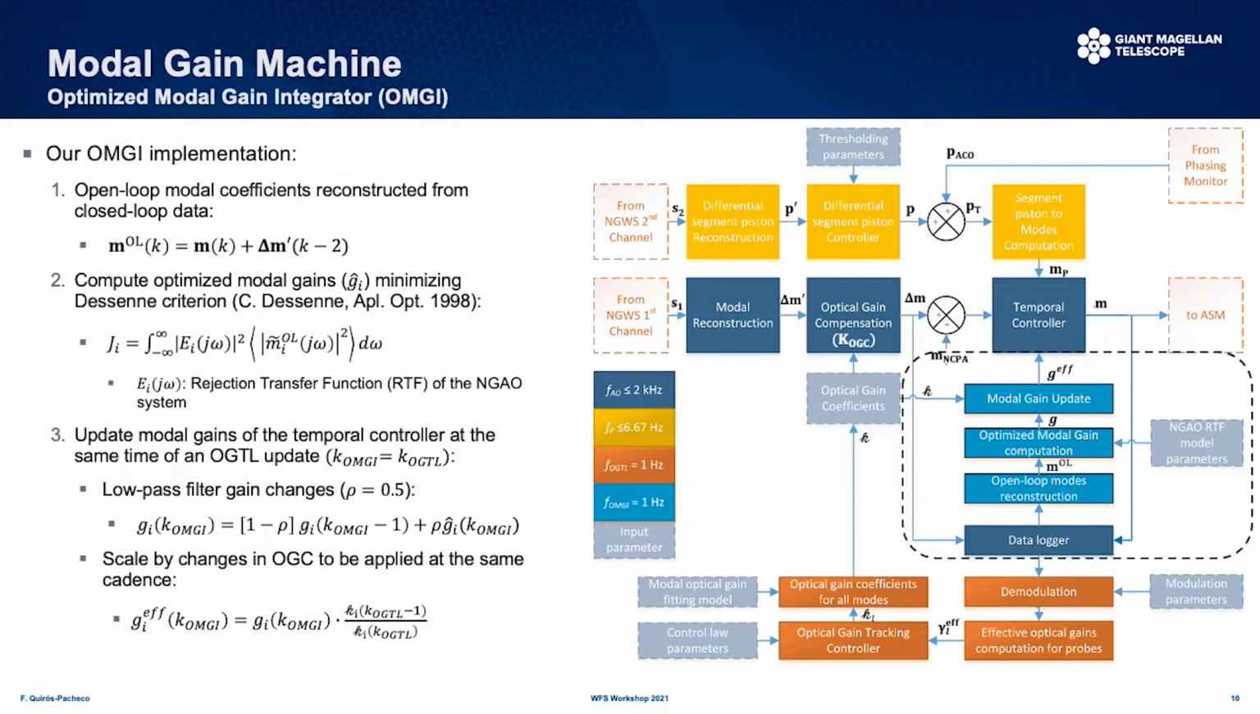The integrator gains of the temporal controller are updated at the same time as the optical gain compensation coefficients. And in order to prevent instabilities in the closed loop operation, large changes in the gains need to be avoided. This is why these integrator gains updates need to be low pass filtered and scaled by the changes in the optical gain compensation coefficients as well, as originally proposed in Guido's paper.